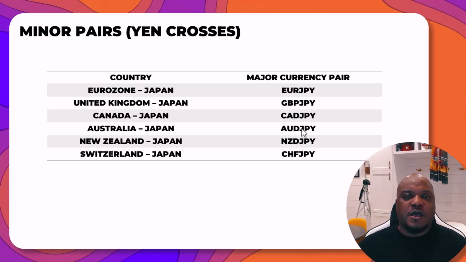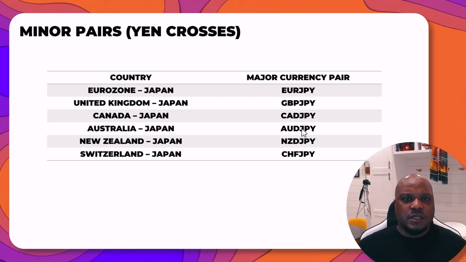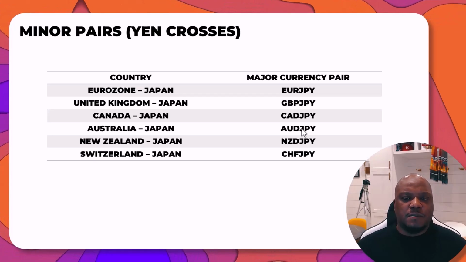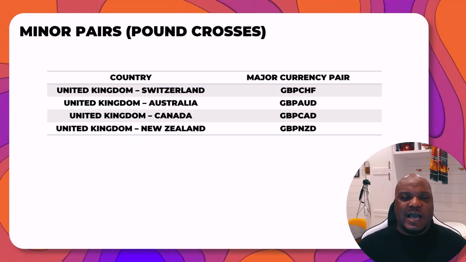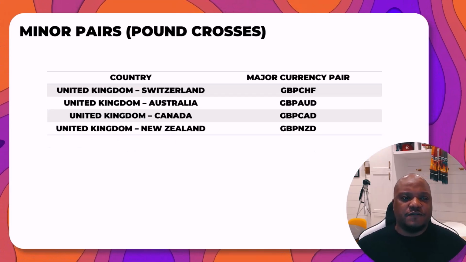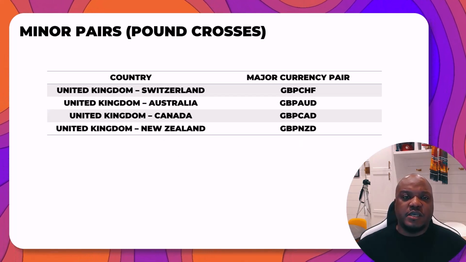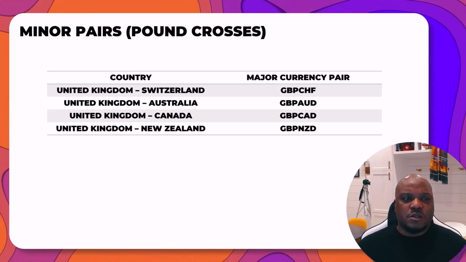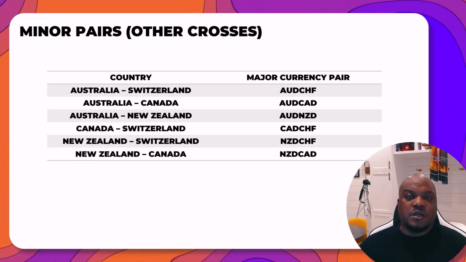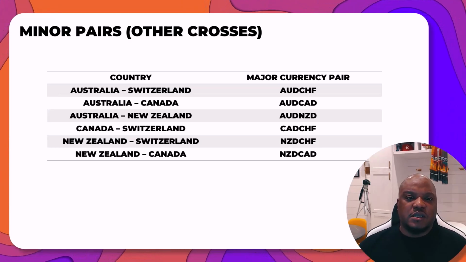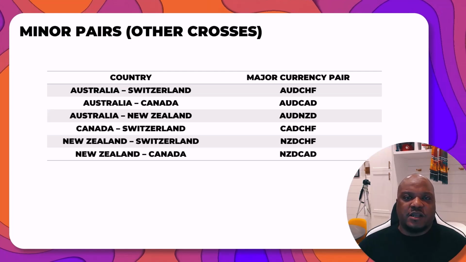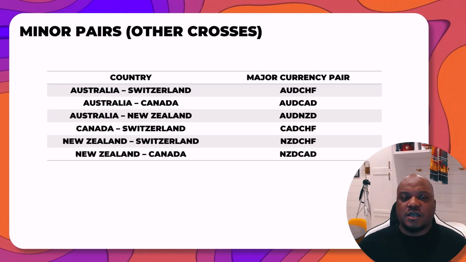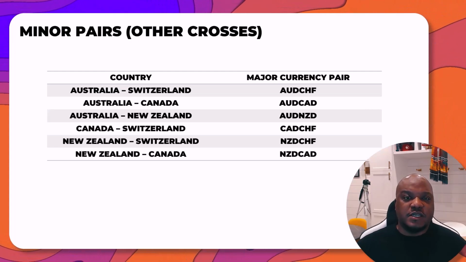A lot of talking. In the video, I think I have printouts for you to remember because these are important to remember when you're trading. The pound crosses, you have GBP/CHF, GBP/AUD, GBP/CAD, GBP/NZD. Those are the pound crosses. Then you have other major currencies that are crossed as well that do not include USD. So AUD/CHF, AUD/CAD, AUD/NZD, CAD/CHF, NZD/CHF, NZD/CAD.